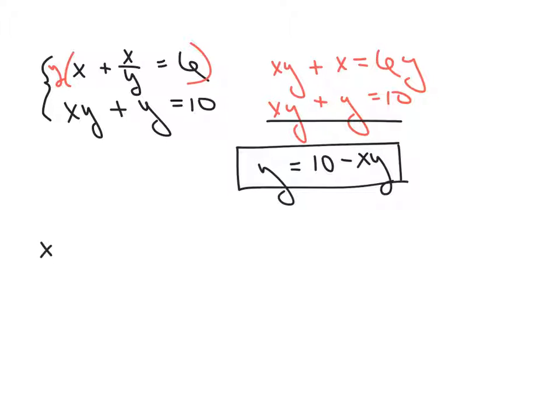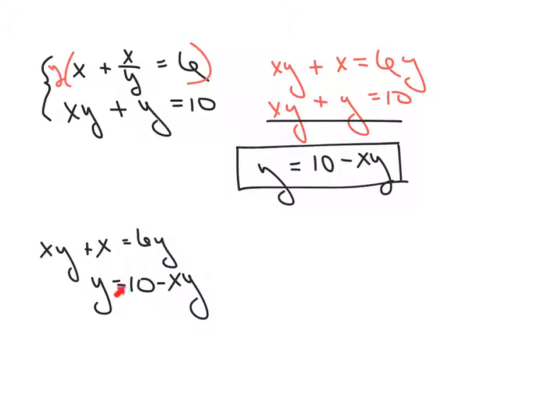So I'm going to take my first equation, and then my new second equation. Okay, so here's my first equation that I got by multiplying everything by y to get rid of the fraction. Put that here. Second equation, I just move this over to this side and put it here. Now I'm going to substitute 10 minus xy in for y. Okay, now you see the mistake that I've got here when I do that.